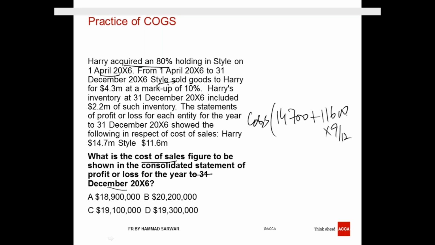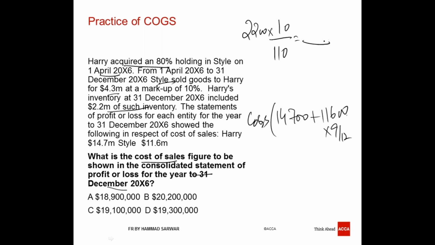Style subsidiary sold goods to Harry for 4.3 million at a markup of 10%. Harry's inventory at 31st December included 2.2 million of such inventory. So there is 2.2 million of stock still held in inventory, and the unrealized portion will be 10 upon 110. So 2,200 multiplied by 10 divided by 110, it will be 200.